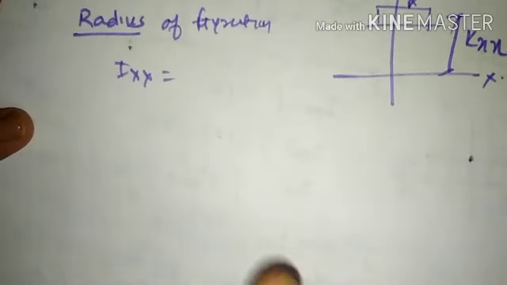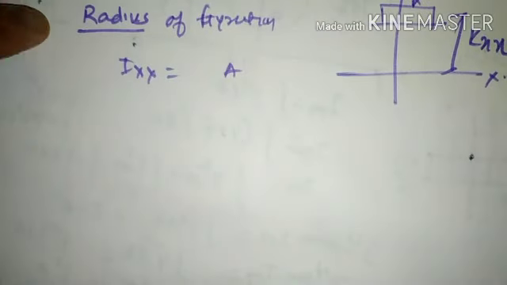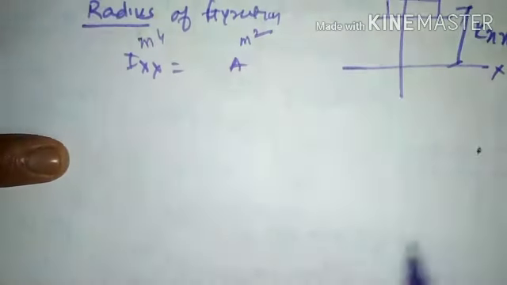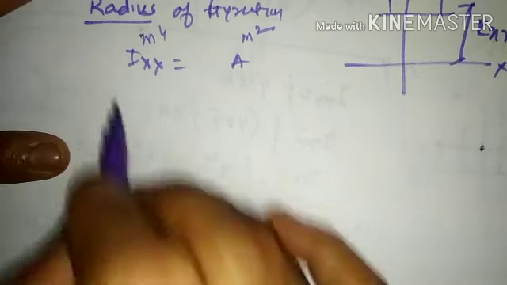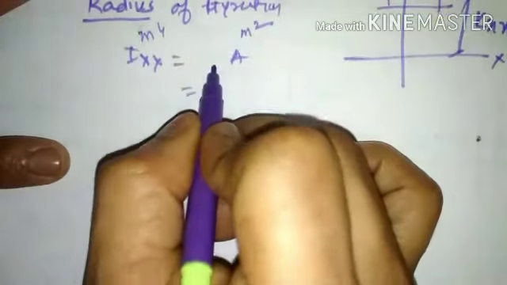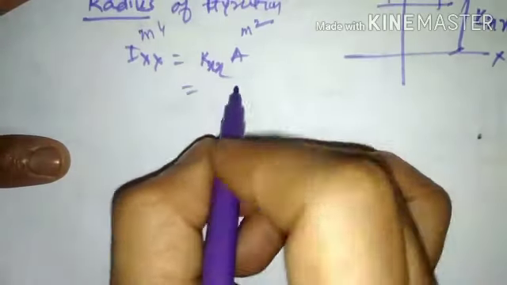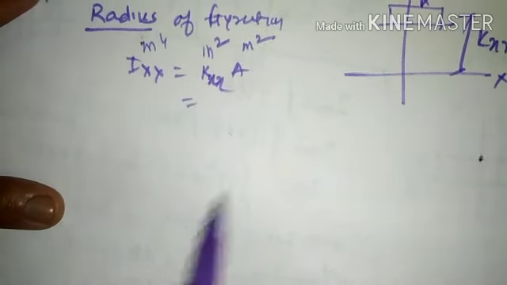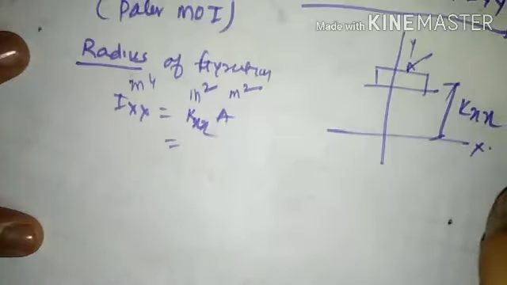The simple concept is that I need to equate both the moment of inertia and the cross-sectional area. The unit of moment of inertia is meter to the power of 4. The unit of area is meter square. To equate both, I need to introduce one more term, called kxx, and the unit of kxx will be meter square. In that condition, I will be equating both parameters through kxx.